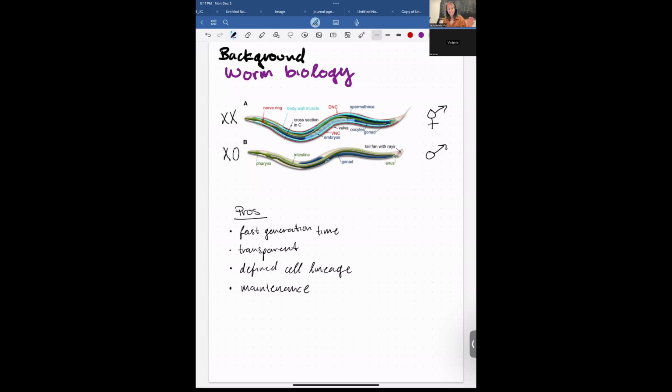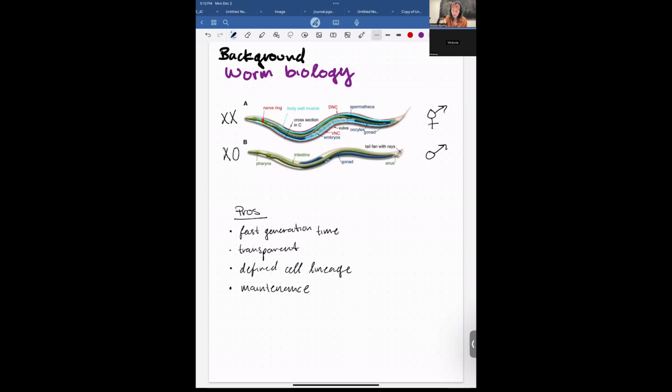Sorry, my handwriting sucks, and I also am not great at spelling, so bear with me. But the maintenance is pretty easy. We can maintain them in standard laboratory conditions on plates. They eat cultured E. coli, meaning they're easy to use. They're very powerful in developmental biology in particular. So that's something to keep in mind.